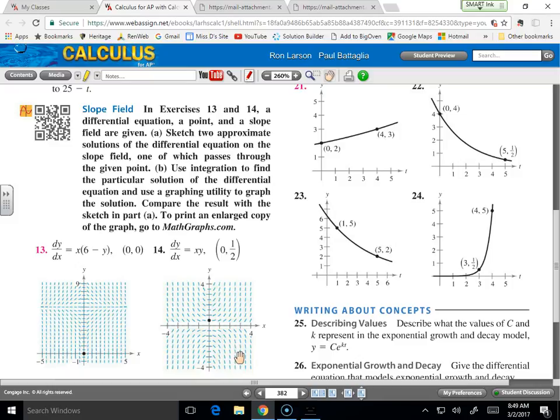Ryan Murphy's amazing and printed it out, because your book says that mathgraphs.com has a slope field for you. So if you guys want to, you can also print it out and then just put your solution on. Go team.